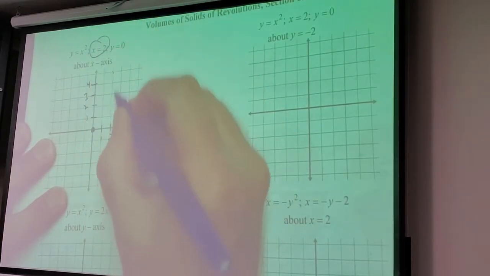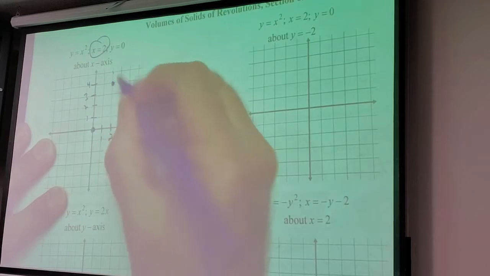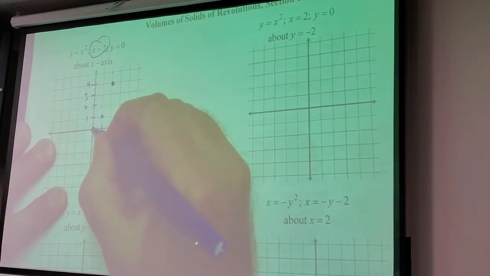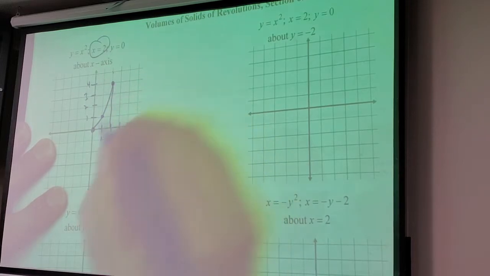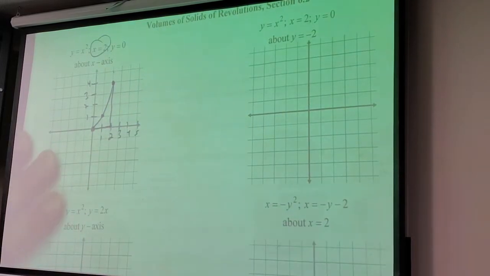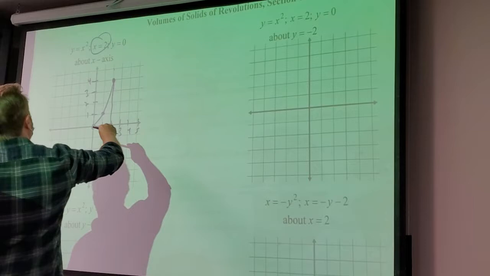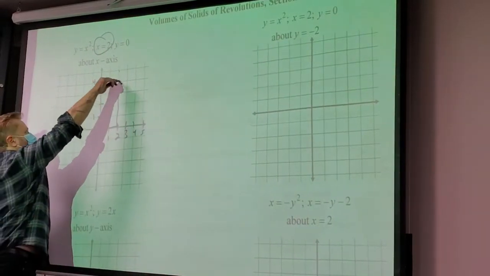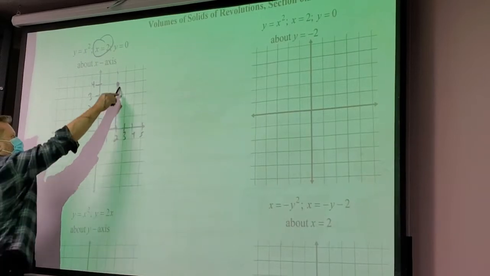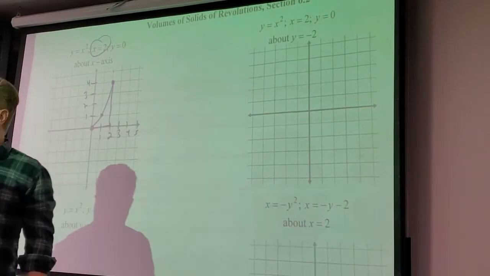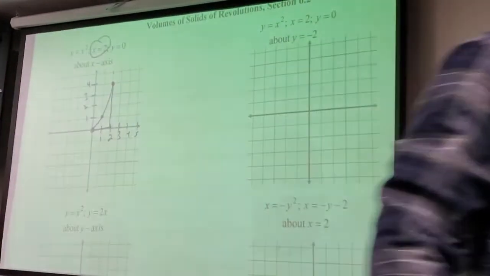Let's see, okay. All right. Is that cool? So it's bounded by the parabola, the line x equals 2, and the x-axis. So you get this funky little curvy triangle thing.